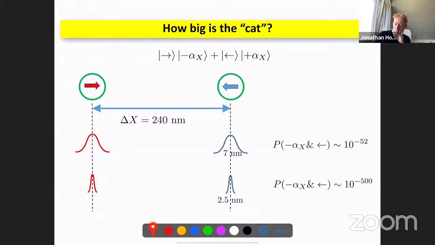For the squeezed cats, it's even more extreme, right? You get some sort of factor of 10 to the minus 500. These are clearly extremely distinguishable.